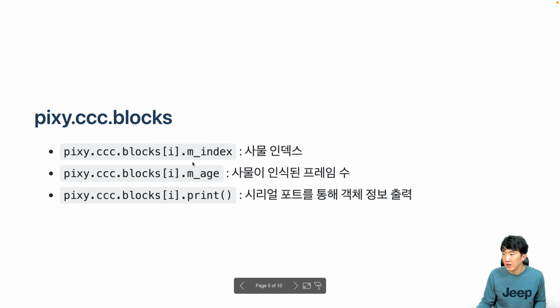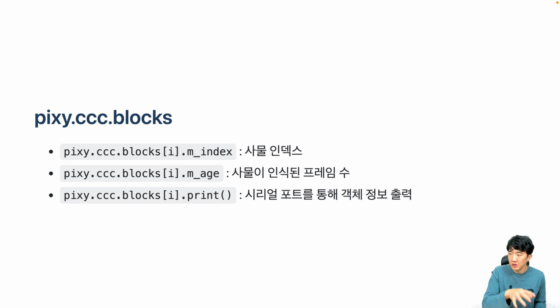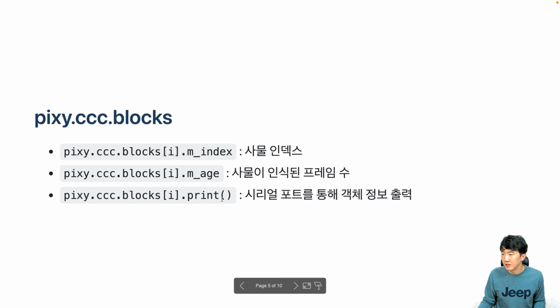Next is m_index, which tells you the current index of the learned object. The m_age indicates how many frames the recognized object has been detected in so far. The more frames it has been detected in, the more it has been recognized and exposed to the camera. This can be used for further judgment.